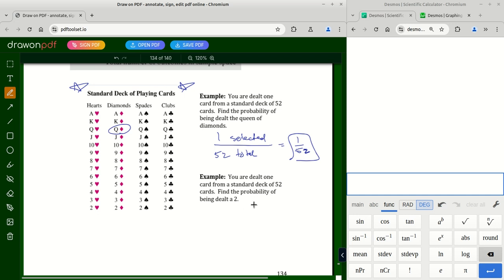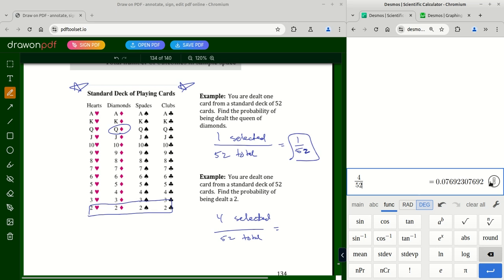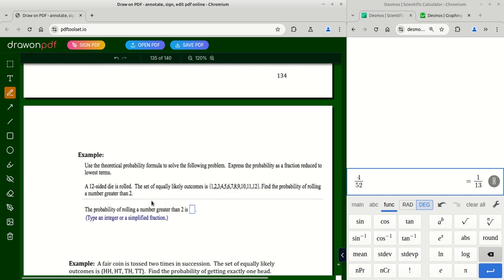Then it says 2s. Their 2s are right here. How many 2s? I got 4 selected. How many total? 52. You can reduce that down. I think it's just like 1 out of 13 or something, but we can always use Desmos to make sure. There you go. Cool. We'll come back to this. I will scroll back up and use this again here in a little bit, okay?